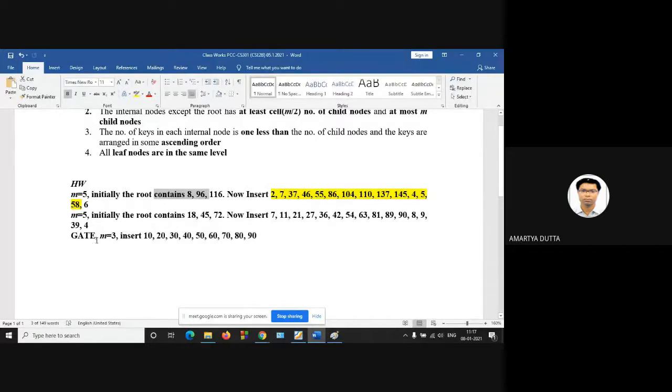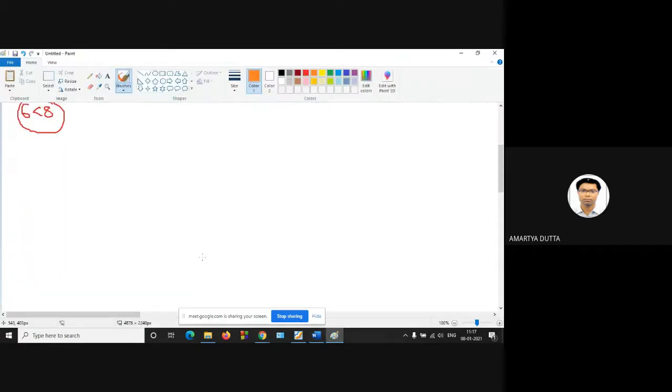Suppose m is equal to 3 and insert 10, 20, 30. What should I do? M is 3.